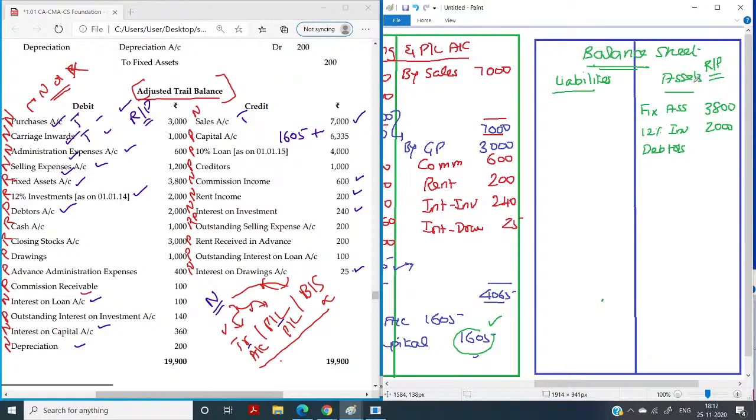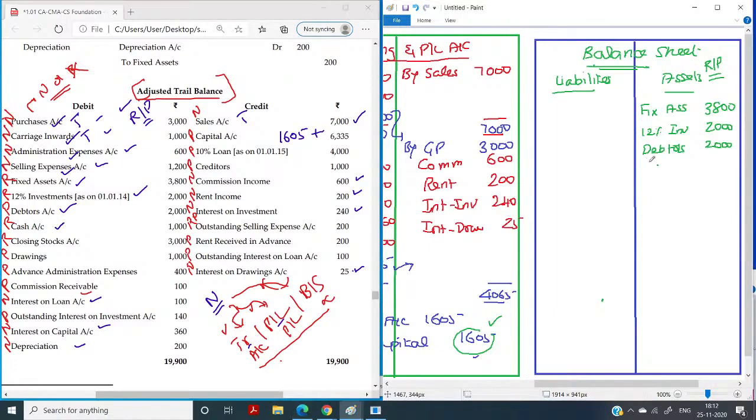Nominal accounts would already have been transferred to the trading and P&L account, then the balance is transferred. So here, debtors account being 2,000 rupees. And then we have the cash account. Cash account is also a real account.